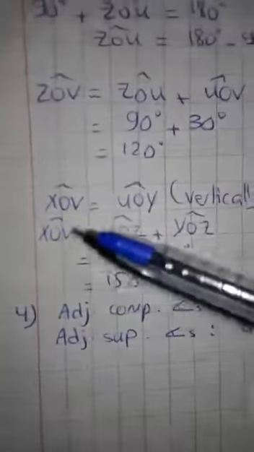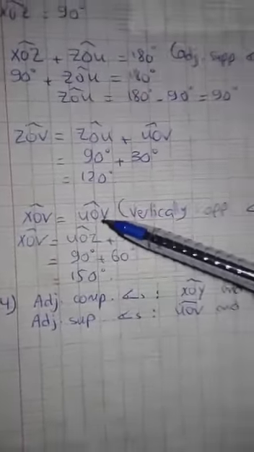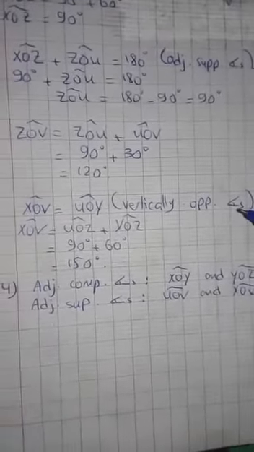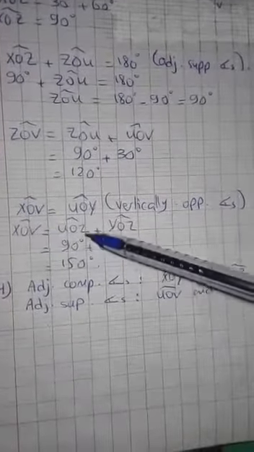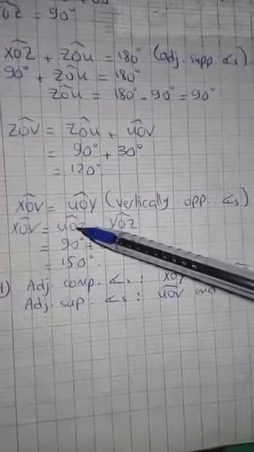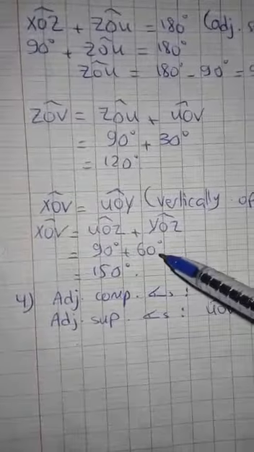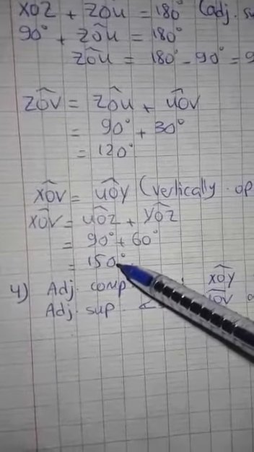We can write it this way: XOV equals UOY. They are vertically opposite angles. Then XOV equals UOY. UOY is equal to UOZ plus YOZ, or ZOY, this angle. We substitute 90 and 60 to get 150 degrees.